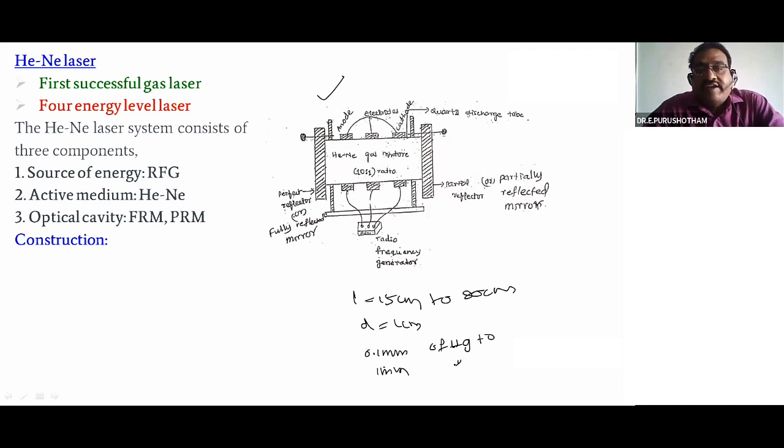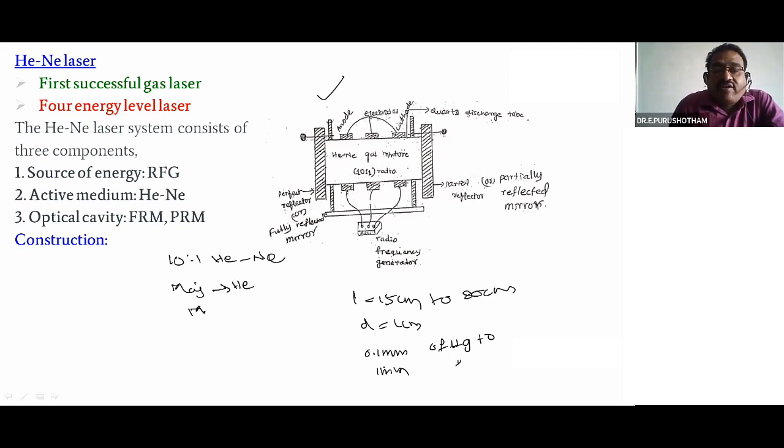The quartz tube is filled with a 10:1 ratio of helium neon gas mixture at a pressure of 0.1 mm of mercury to 1 mm of mercury. So in this 10:1 ratio of helium neon gas, the majority are helium atoms, and the minority atoms are neon atoms.